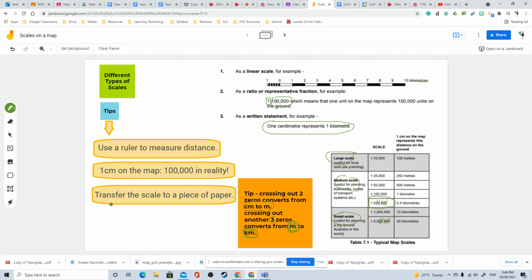Last tip for me today is that with your linear scale, you can actually convert that and transfer it onto a piece of paper. Okay, if you don't have a ruler, for example, you could take a piece of paper, put the piece of paper up along the scale and actually mark it 0, 1, 2. So mark on the piece of paper, and then below it you'd write 1, 2, 3, 4, 5, 6, 7, 8, 9, and then 10 up the end there. Okay, so you'd mark it on a piece of paper, take the piece of paper and use that as your ruler, and that will help you measure distance.